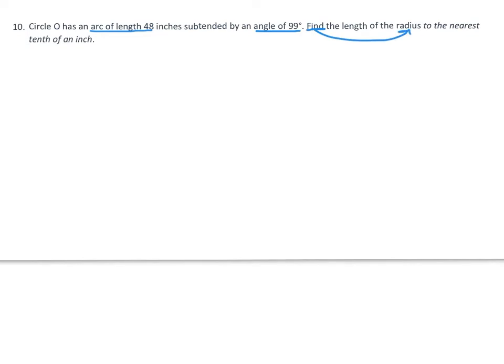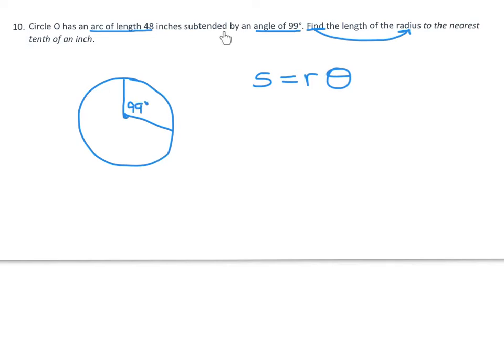So that being said, I can tell right off the bat we're going to use our formula S equals R theta. Okay, so we have a circle. They're calling it circle O. And it says that it has an arc length of 48 inches subtended by an angle of 99 degrees. So what that means is if we have an angle of 99 degrees, okay, so I'm just going to make this 99 degrees, that extends within this circle, okay, then what happens is this arc length right here is going to be 48 inches. And what they want us to find out is the length of the radius. And they want us to round to the nearest tenth of an inch.